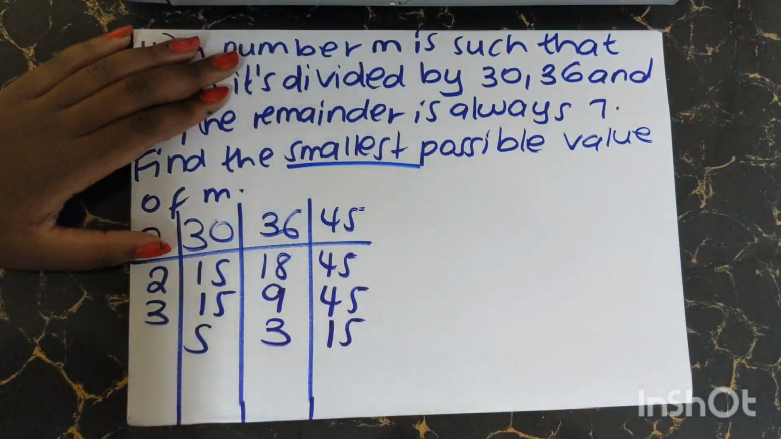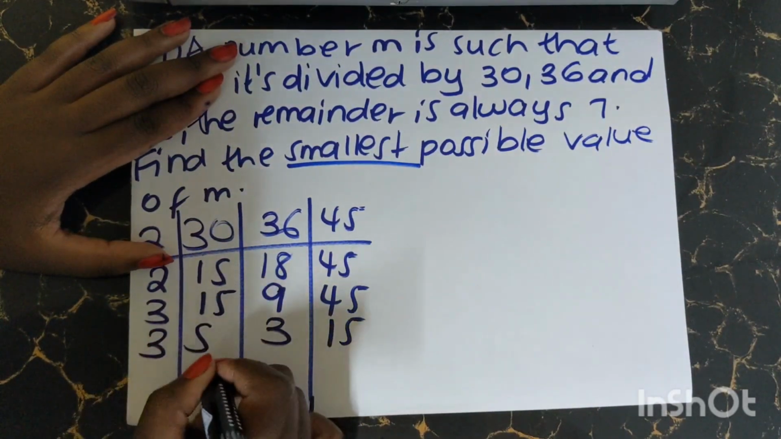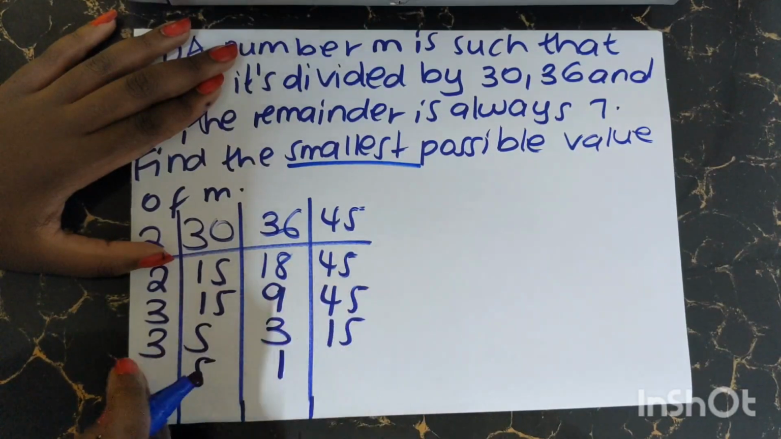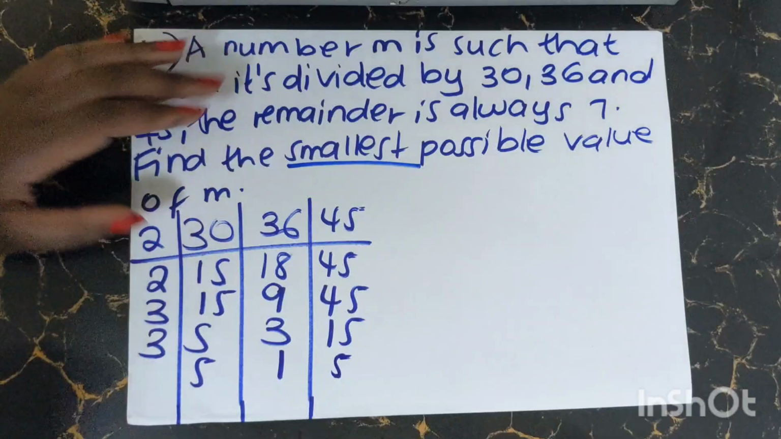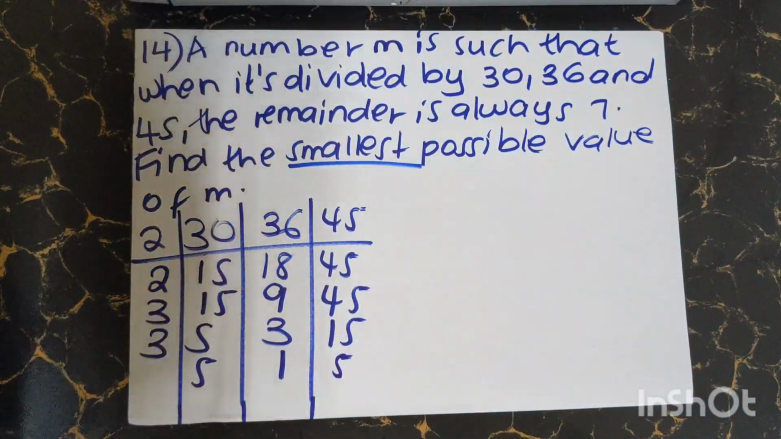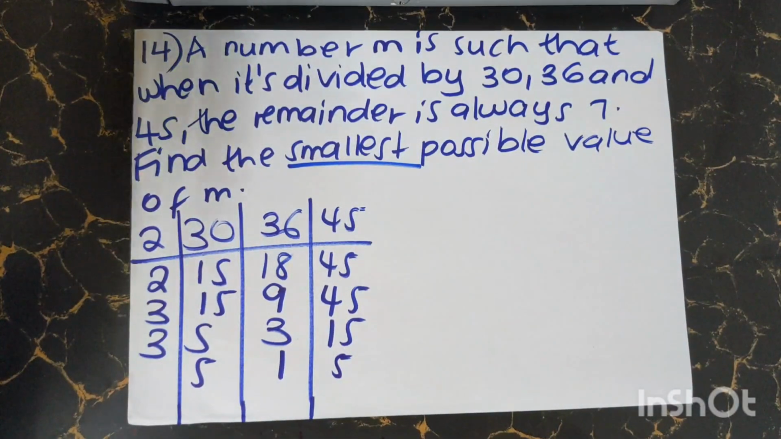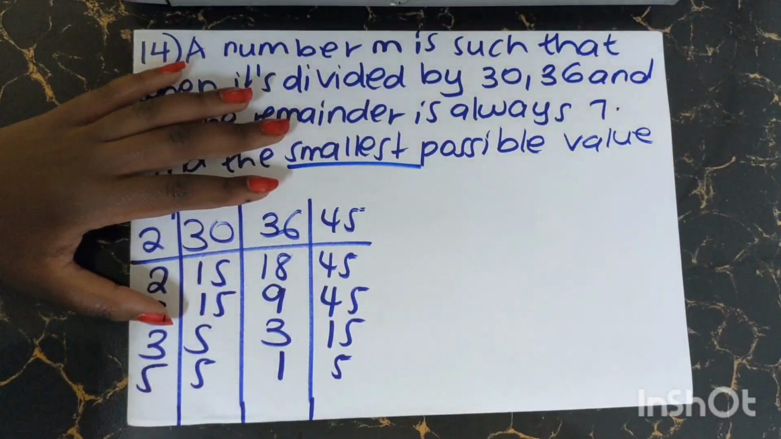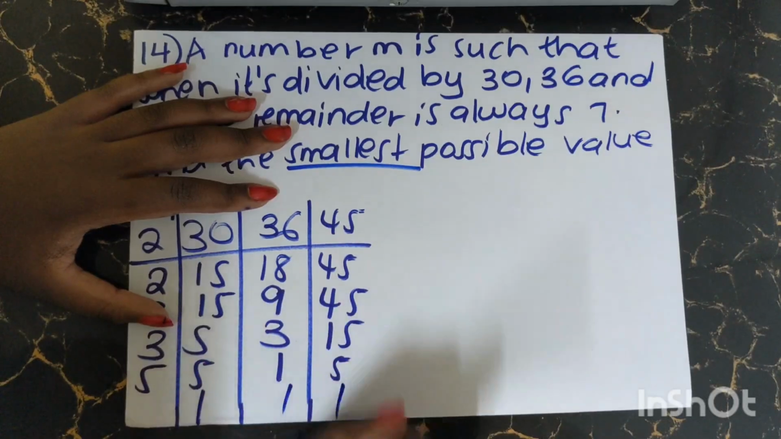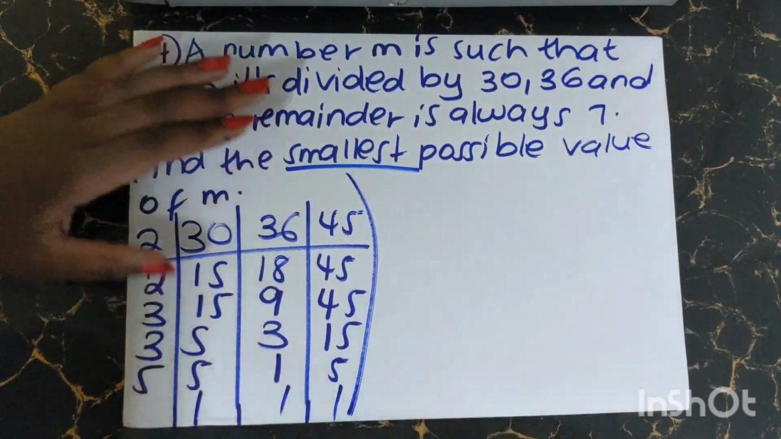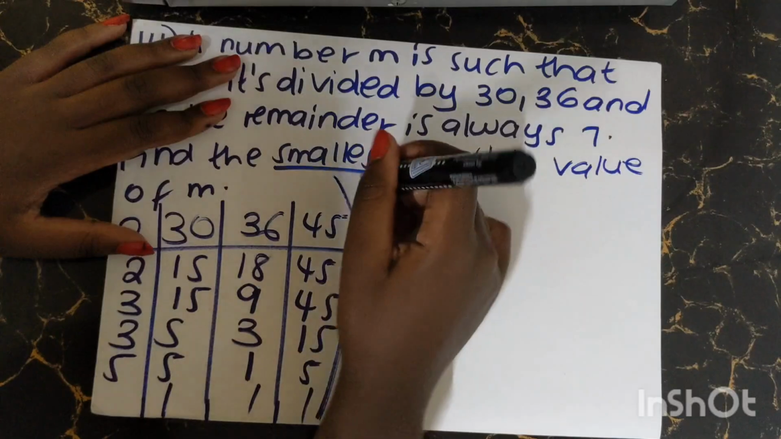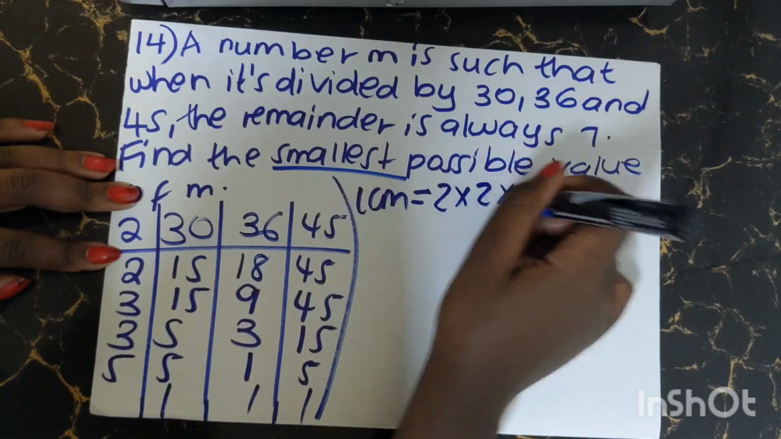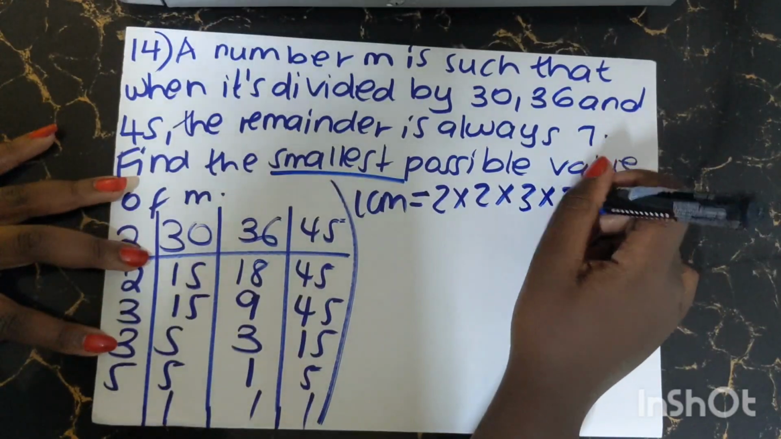So we still have numbers that are divisible by 3, so 5 is not, so we drop it. 3 divided by 3 is 1, and 15 divided by 3, sorry, is 5. Do we have any other numbers that are divisible by 3? Absolutely not. So we'll go to the next prime number, which is 5. And 5 is divisible by all these numbers because 5 divided by 5 is 1. Are we together? So that means that the LCM is 2 times 2 times 3 times 3 times 5.